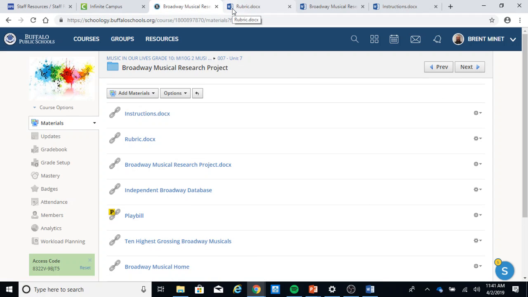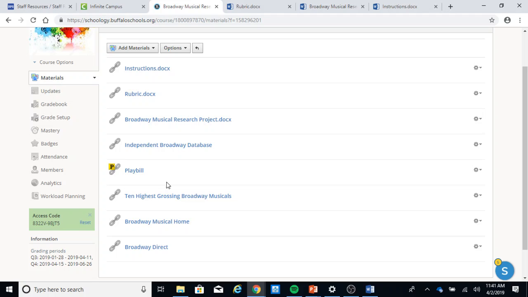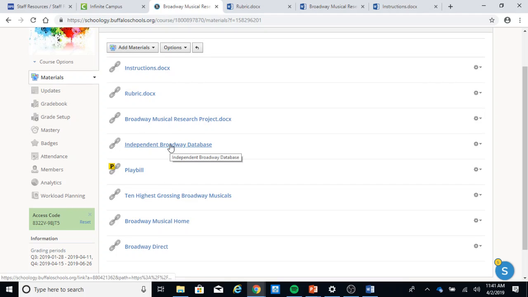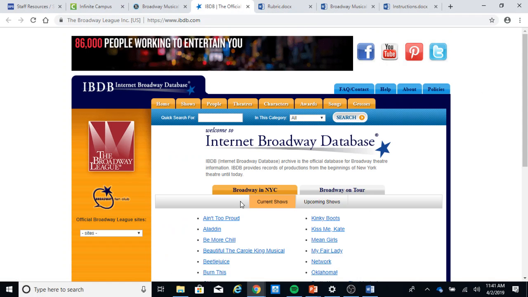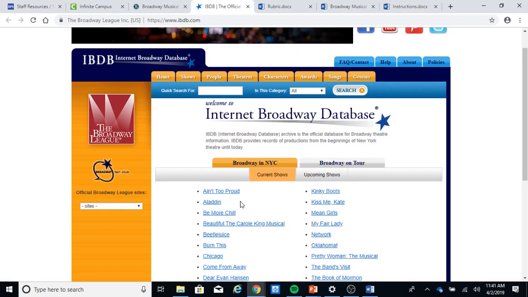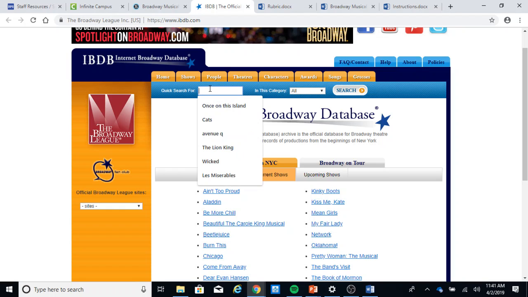So I'm going to open up Independent Broadway Database. It's one of the websites that is listed for you. Click it, it opens in a new tab. This is what Independent Broadway Database looks like. Now, you're going to go to the quick search. You'll discover you can't find out what they grossed in this database, that information's not there, but most of the other information is. So you're going to have to find that somewhere else.